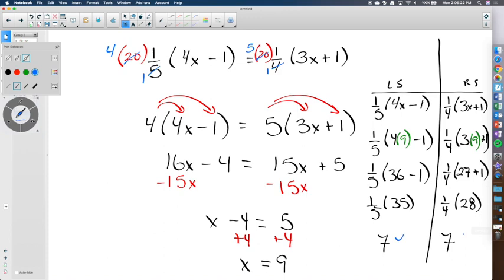So even though we've got fractions, there is a way for us to remove those fractions by multiplying both sides by that common denominator. That should probably help ease some of your concerns related to the fractions. So hopefully you guys are able to do this.